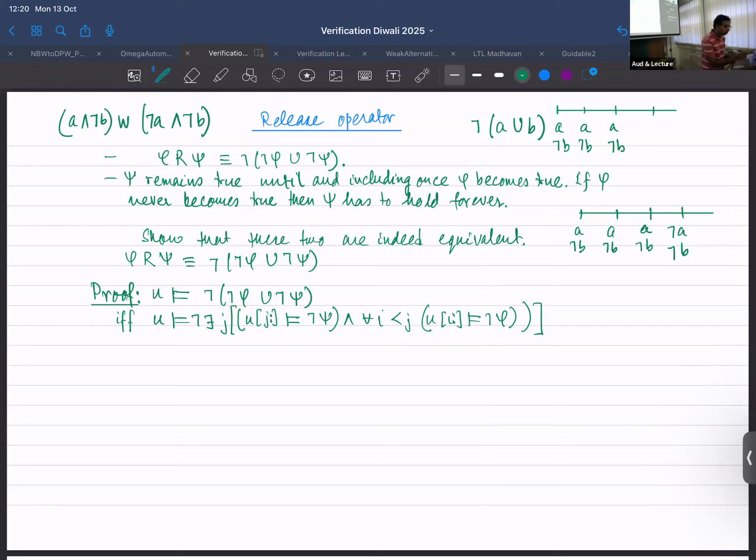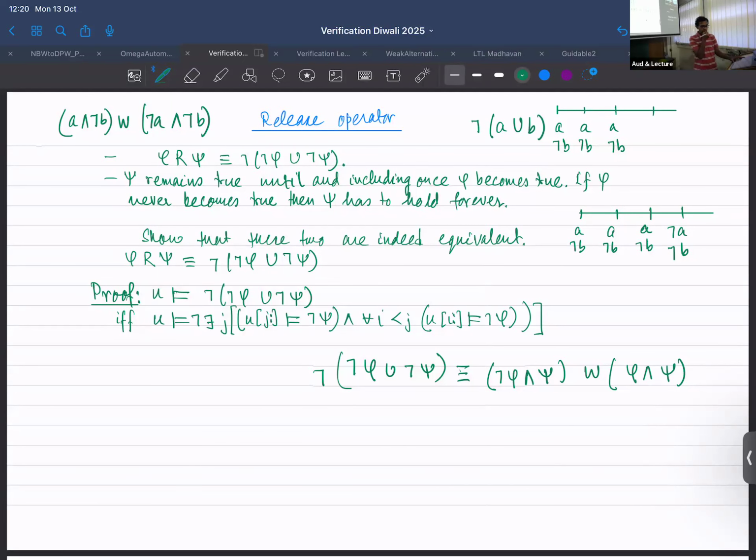Yeah, sure. So if you want to talk about it in the weak until form, then negation of phi until negation of psi. Of course, you will get phi and psi. Then you get negation of psi and psi, negation of phi and psi, right? Yeah.